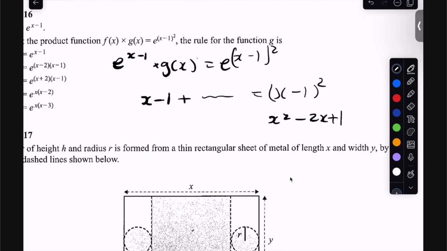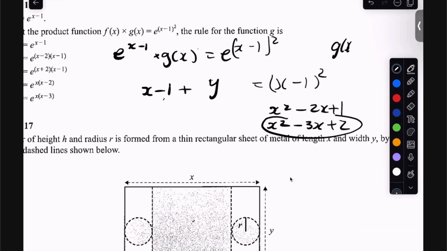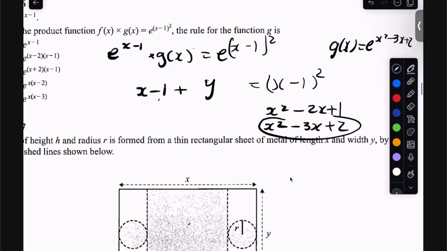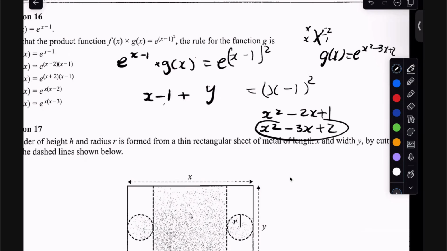And then, so let's just say this is going to be our power. So let's just say that's y or something. Now you can subtract x minus 1. It would be x squared minus 3x, and then when you move the 1 over, plus 1, so plus 2. So this should be the power of g of x. So g of x is e to the power of x squared minus 3x plus 2. And you can factorize that: 2, 1, negative 2, negative 1. So x minus 2, x minus 1, which is this answer here.